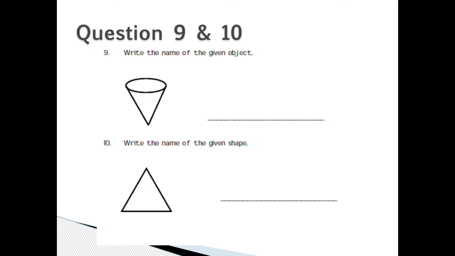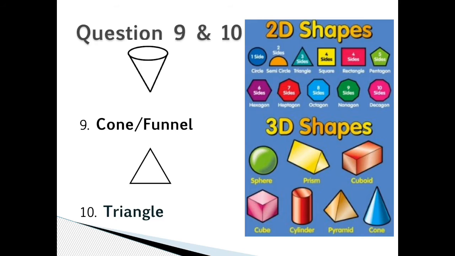Question 9. Write the name of the given object. Question 10. Write the name of the given shape. 9 is a cone or funnel. It is a 3D shape with the base of a circle. 10 is a triangle. A triangle has 3 sides, and there are many different types of triangles.